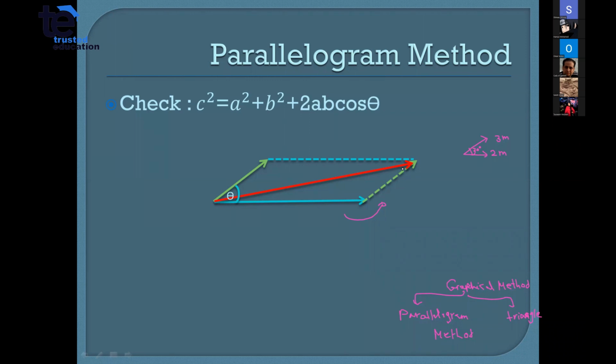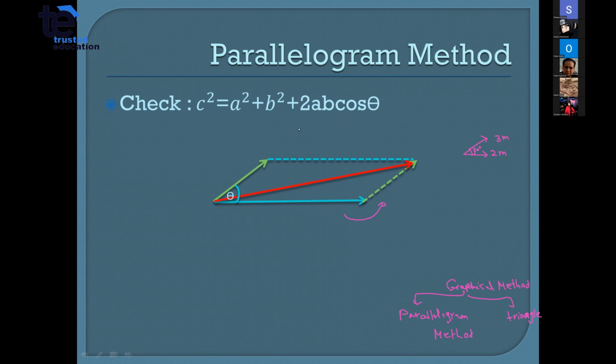Again, the parallelogram method is the most common method because the two vectors can be connected in any way, not necessarily tip to tail. So if you see that the two vectors are connected tail to tail or tip to tail, you can just complete the parallelogram like this and find the diagonal of that parallelogram. This diagonal represents the resultant vector.